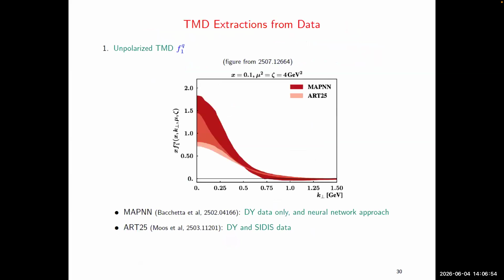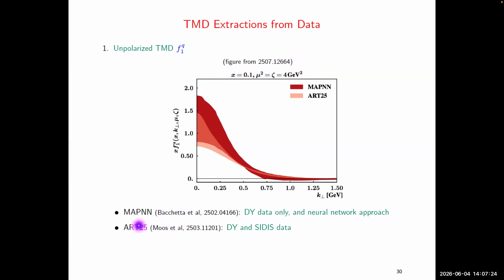Let me now show a few results of how people extract these, without giving you the full QCD machinery. I think in the interest of time, I cannot do that if I want to give some sort of an overview. Here are two results from two groups for x times the unpolarized TMD f1U for a scale of 4 GeV squared at a fixed x of 0.1.